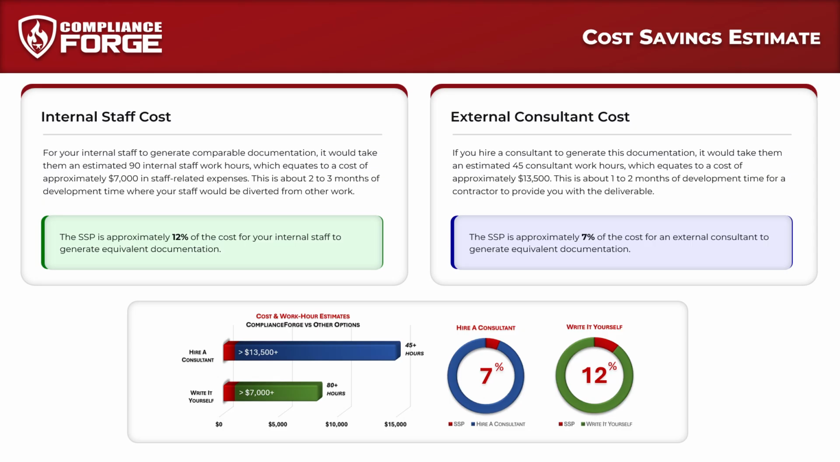If you hire a consultant to generate this documentation, it would take them an estimated 45 consultant work hours, which equates to a cost of approximately $13,500. That is about 1 to 2 months of development time for a contractor to provide you with the deliverable. The SSP is approximately 12% of the cost for your internal staff and approximately 7% of the cost for an external consultant to generate equivalent documentation. The template itself is $950.